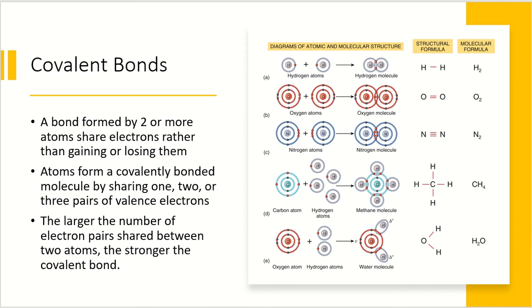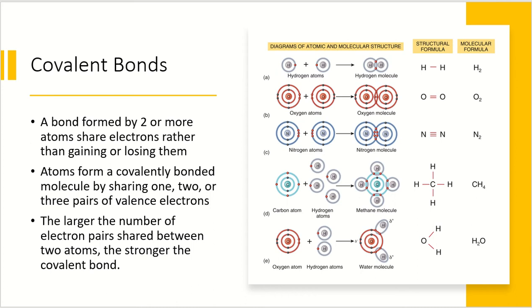Like we would see in an ion, like in an ionic bond. This is a much stronger bond. So when we share, everything is stronger. So covalent bonds are stronger than your ionic bonds. Atoms are going to form a covalently bonded molecule by sharing either 1, 2, or 3 pairs of valence electrons. The larger the number of electron pairs being shared between those two atoms, the stronger that covalent bond is going to be.